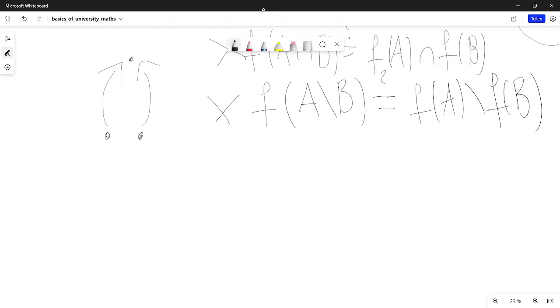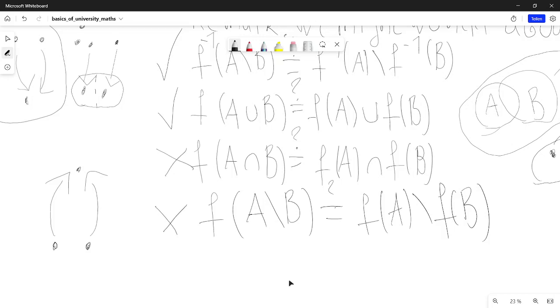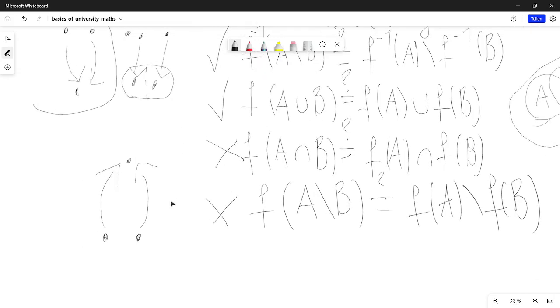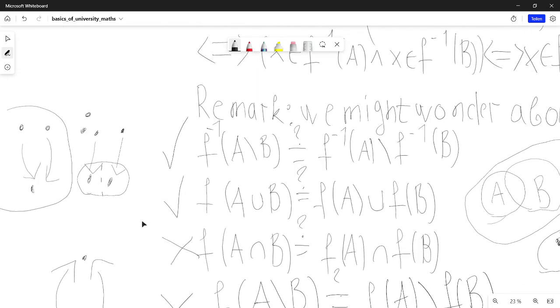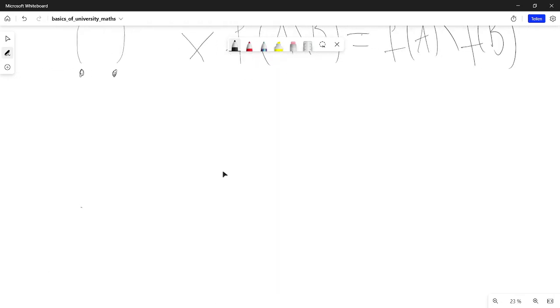But f of A without f of B, since they map to the same thing, well, f of A without f of B is the empty set, and this is not equal to a set consisting of one point. So we have established, or I have seen, that those two are true, so let's prove them. And that's another lemma.